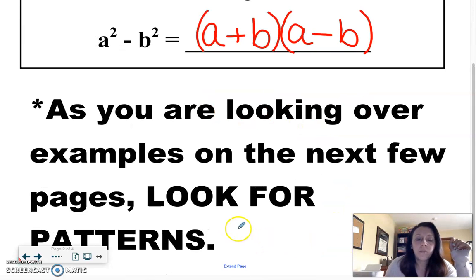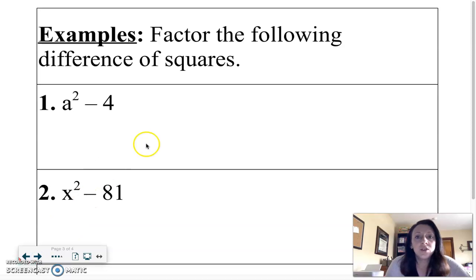Before I start the example page, I'm going to ask you, as I'm doing this, to look for patterns. There is a pattern to it, and once you see that pattern and figure that out, this is going to be so easy, okay? So, I'm going to approach it this way.